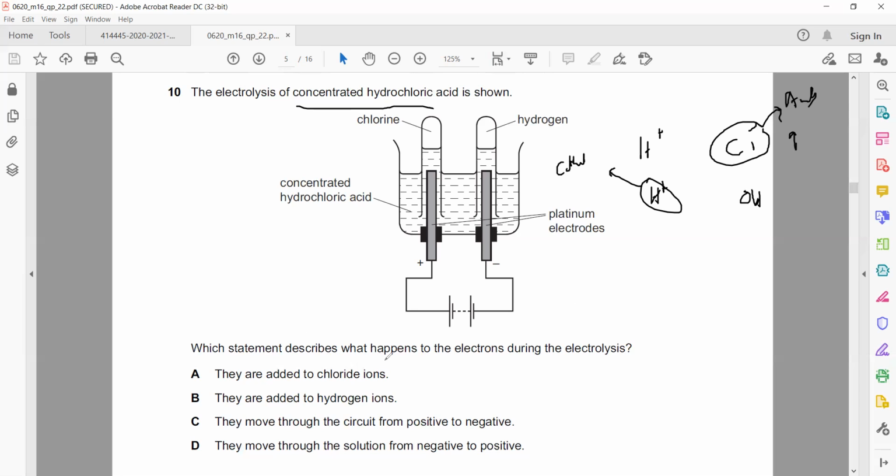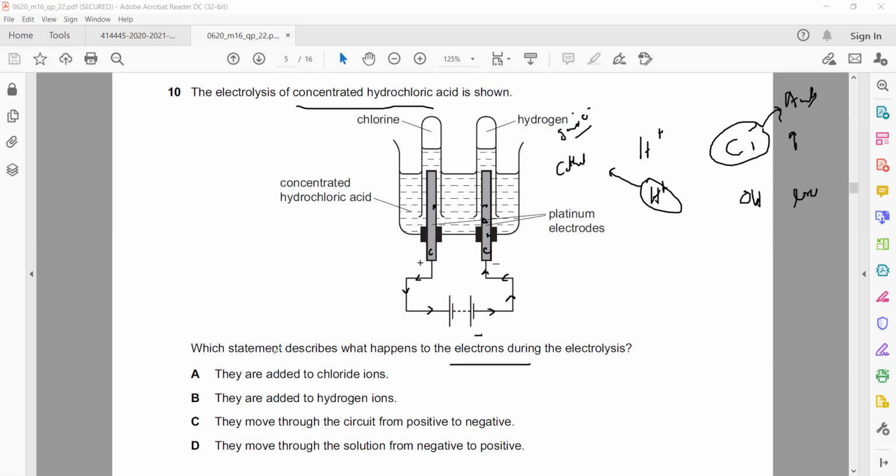Which statement describes what happened to electrons during electrolysis? At the cathode, there is a majority of electrons, so the ions will gain electrons. At the anode, they lose electrons. When we show the movement of electrons, electrons move from the negative terminal of the battery towards the cathode. And because the negative ions lose electrons, electrons are attracted from the anode to the positive terminal of the battery.